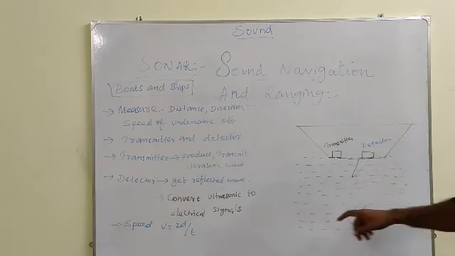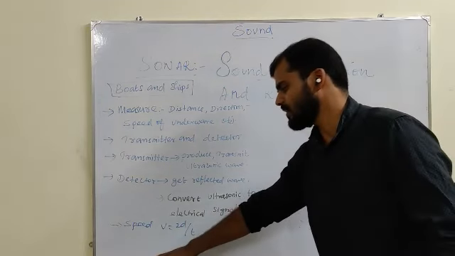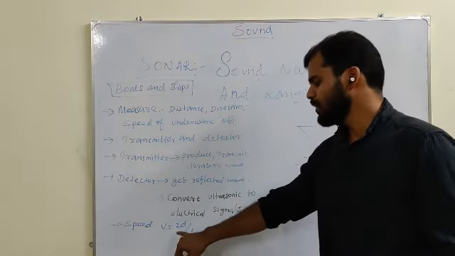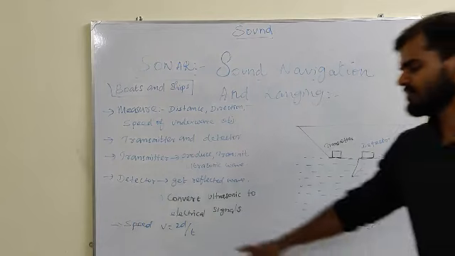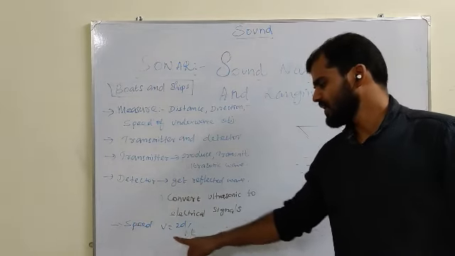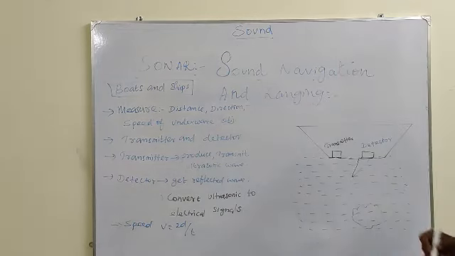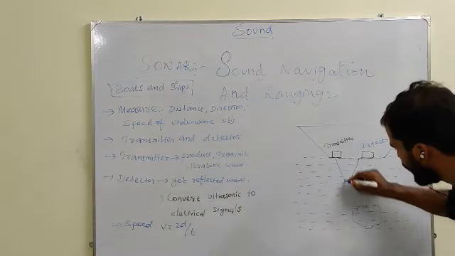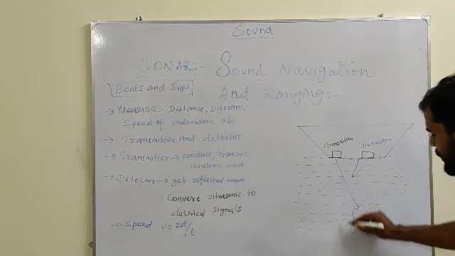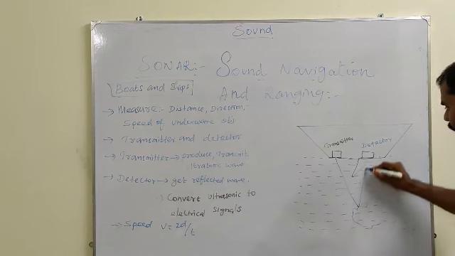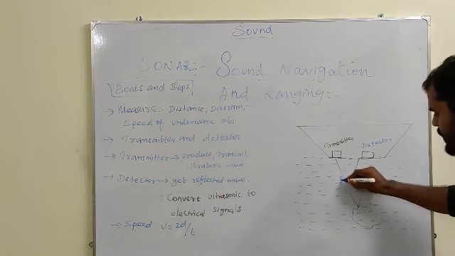So what is the formula we will use here? That is, speed, V is equal to 2D by T. V is nothing but speed, D is nothing but the distance. Why have we written 2? Because when I pass a sound wave, it will hit a particular object and reflect back to the detector, right?